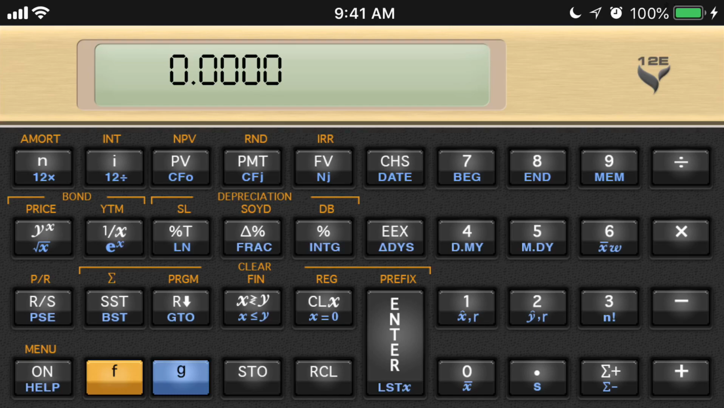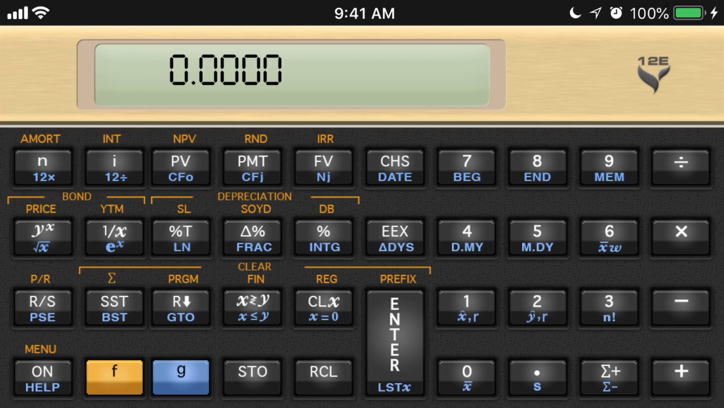So let's start entering our information in. On the upper left, you see a row of keys that's N, I, PV, PMT, and FV. N is the number of periods, also called NPER. I is the interest rate, PV is present value, PMT is payment, and FV is future value. You really only need three pieces of information in the time value calculations, and the calculator can figure out the other pieces if you have any three.